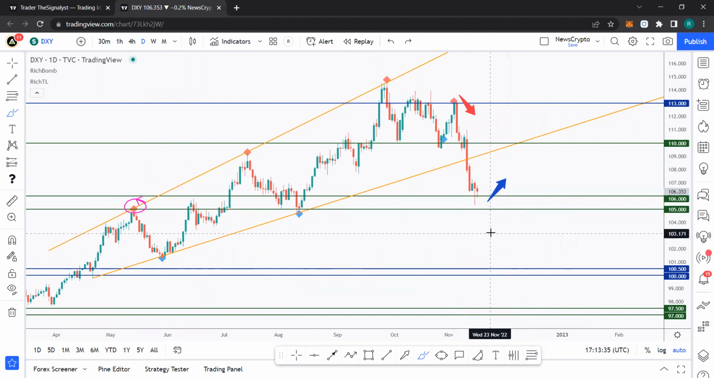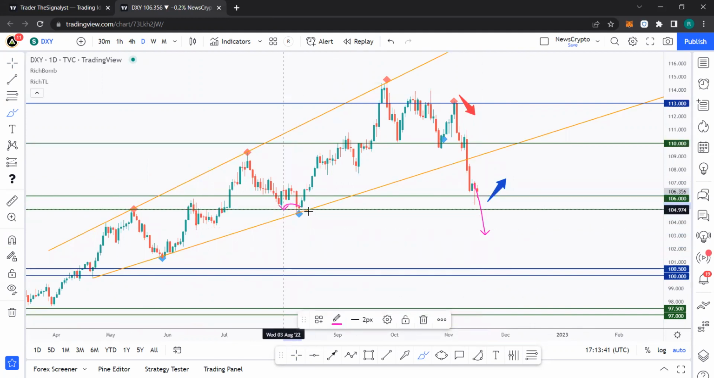For the bears to remain in control and to keep pushing lower, we need to see a break below the support zone below 105, which as you can clearly see is a very strong support zone for now.